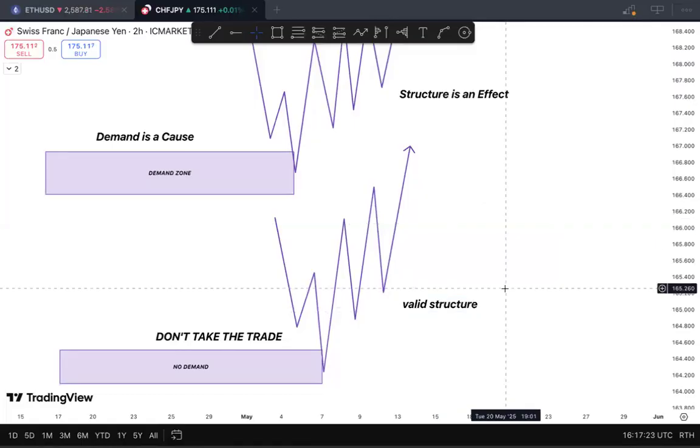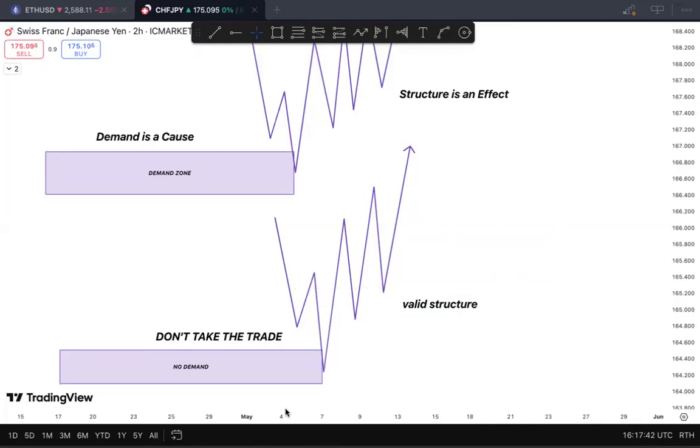Even though you have a valid structure, if you can't trace the demand or the cost, don't take that trade. Do you understand the explanation? If you understand, kindly go to the comment section or the chat box and say, I do.